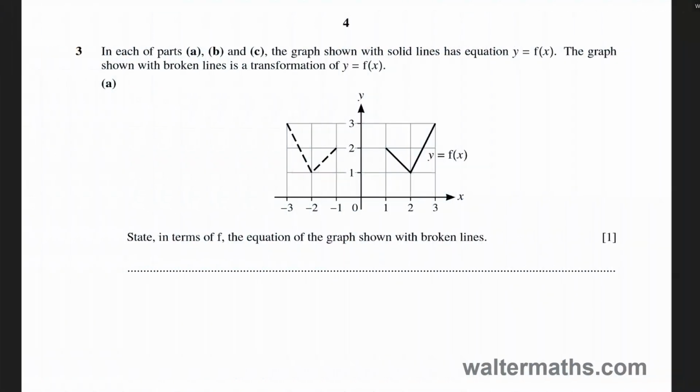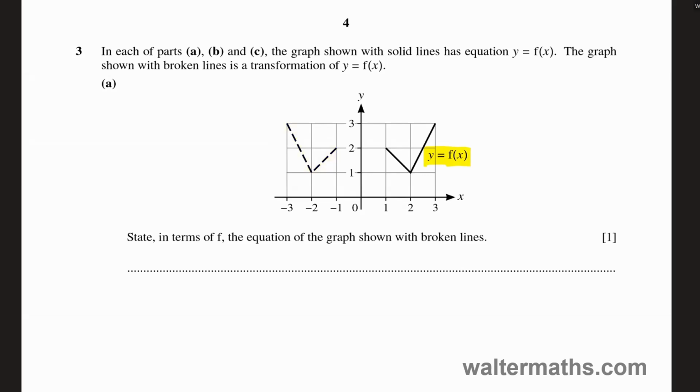So this question here says, in each part A, B, and C, the graph shown with solid lines has equation y is equal to f of x. The graph shown with broken lines is a transformation of y is equal to f of x. So they say we should state in terms of f the equation of the graph shown with broken lines. Okay, so I think you can see what's going on here. This graph, y is equal to f of x, is being transformed onto this graph.